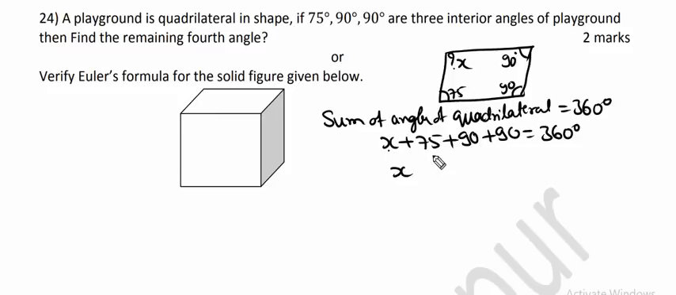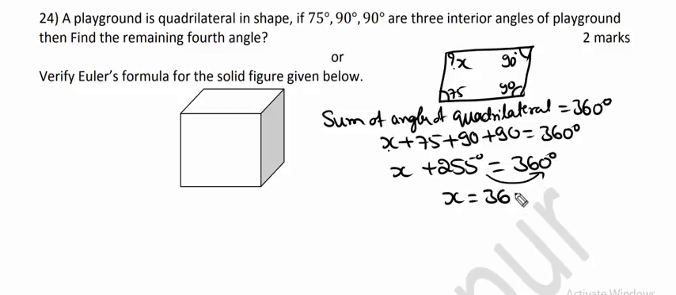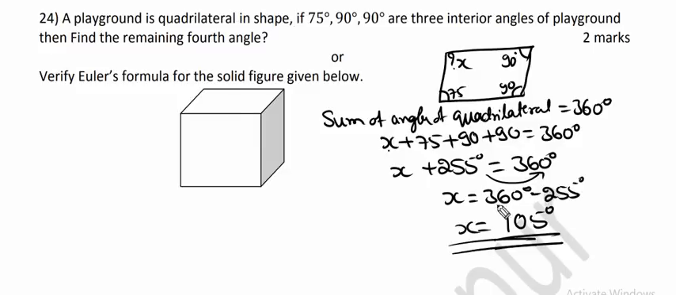90 plus 90 is 180, 180 plus 75 is 255. So x plus 255 degree is equal to 360 degree. Now we have to transfer this 255 to the right hand side. That gives you x is equal to 360 degree minus 255 degree. By subtracting this one, we get 105 degree. The other angle is 105 degree. So this is the correct answer.